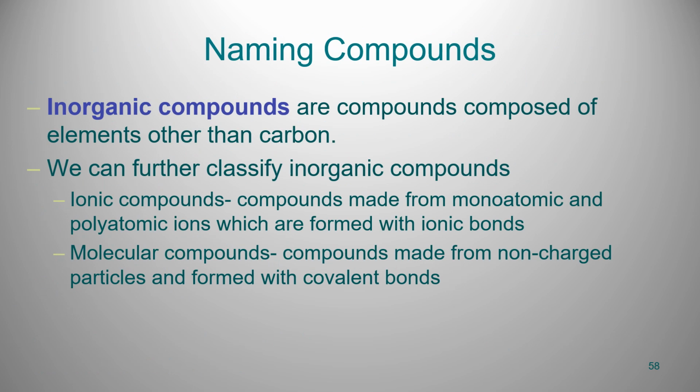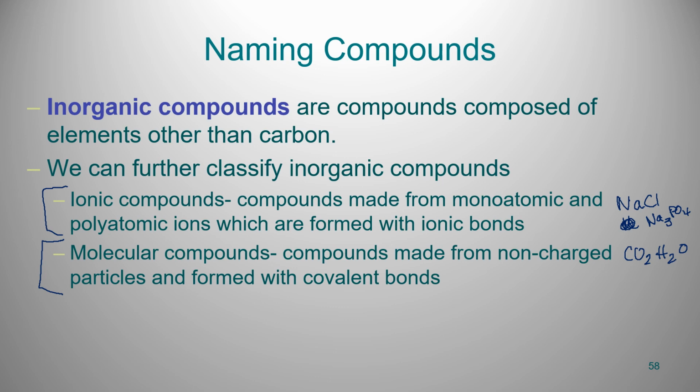Inorganic compounds are compounds composed of any element other than carbon. Organic is carbon and hydrogen and a few others. And like I said, we can classify them into the ionic compounds, which can be either monoatomic or polyatomic, and the molecular compounds. Molecular compounds are made from non-charged particles. These are things like CO2, H2O. Our ionic compounds are things like NaCl, Na3PO4, etc.